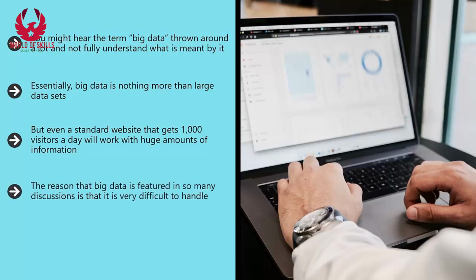The reason that big data is featured in so many discussions is that it is really challenging to deal with. Getting a handle on such tremendous amounts of information requires a great deal of smarts. While simply storing and managing such data requires a lot of storage and computational power, the potential value of big data is also totally immense.